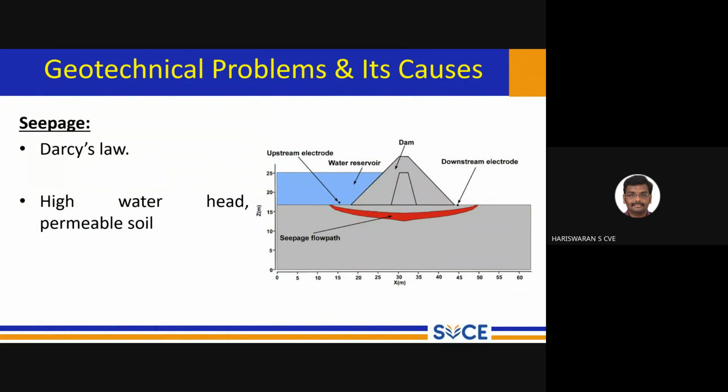Next is called seepage. Everybody is aware of Darcy's law. V is directly proportional to i, V is equal to Ki. Then Q, discharge, is equal to Kia. Everybody is aware of this from the basic understanding of civil engineering, particularly in the soil mechanics subject. So we get seepage when there is a difference in head.